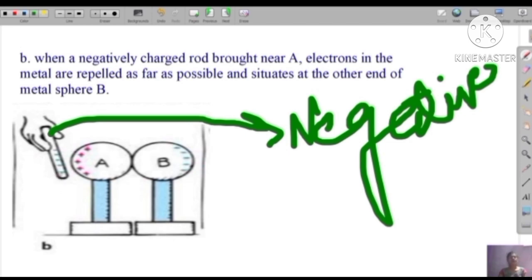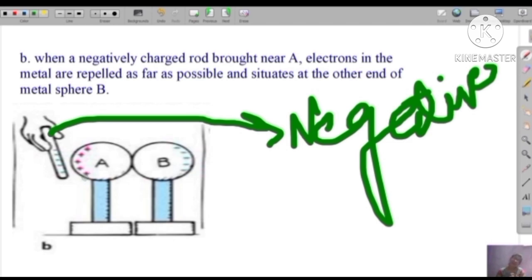One thing you have to keep in mind is that before we bring the charged body near the metallic sphere A, both metallic spheres A and B were uncharged, I mean neutral bodies. So when you bring the charged body near body A, and as I told you this body is negatively charged, what happens to body A? According to the law of charges, like charges repel each other and unlike charges attract each other.